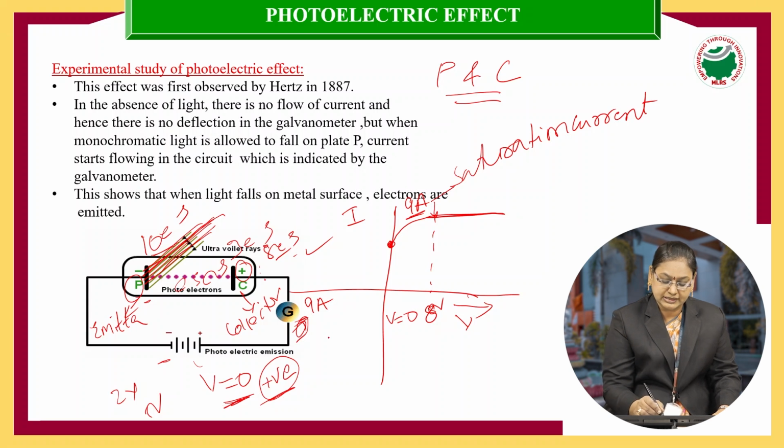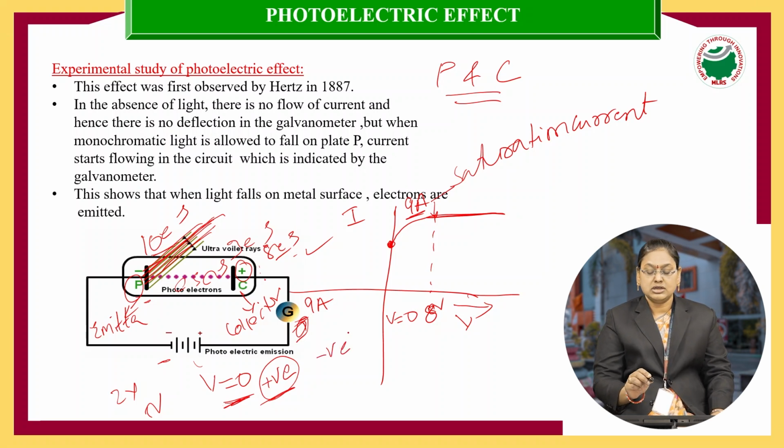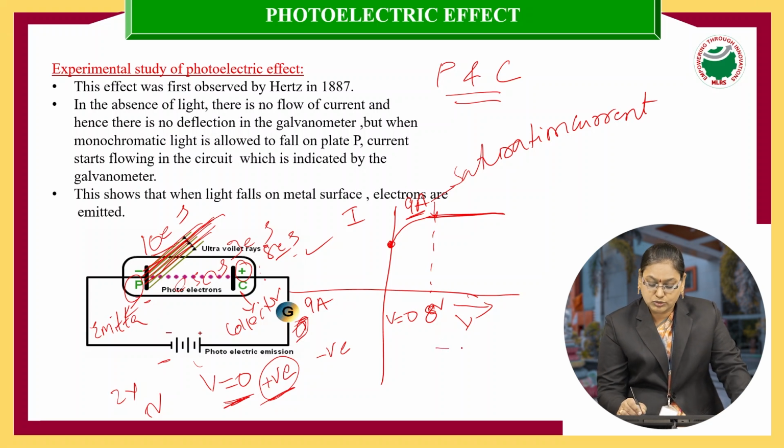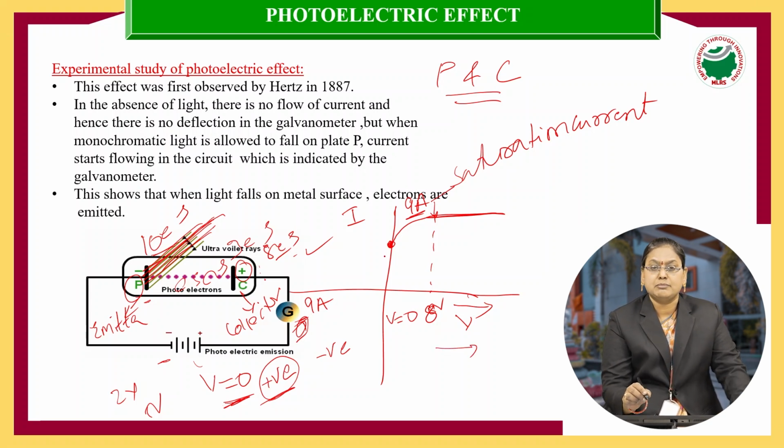So, now you apply negative voltage to plate C. As you increase positive voltage, what is happening? First, current increases and becomes maximum. Maximum current is known as saturation current. If you still increase the voltage after reaching maximum, current remains constant. Now, you are applying negative voltage to plate C. When you apply negative voltage to plate C, what happens?